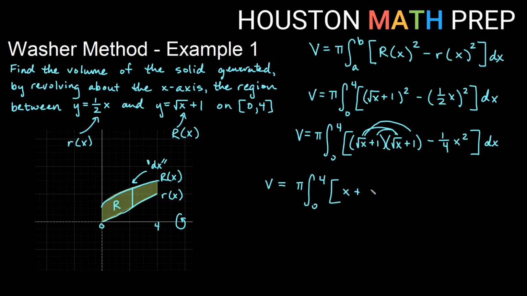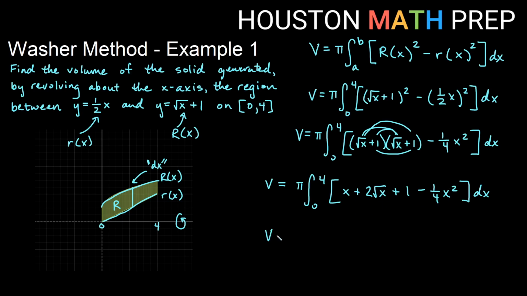That's going to be plus 2 root x's. And then 1 times 1 for the last thing would be plus 1. All right, minus 1/4 x squared. Integrate all of that dx. No like terms here. All of these x's are different powers.